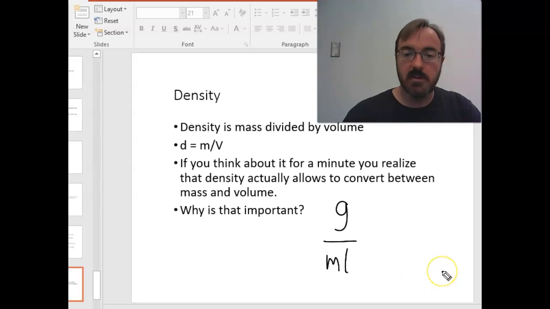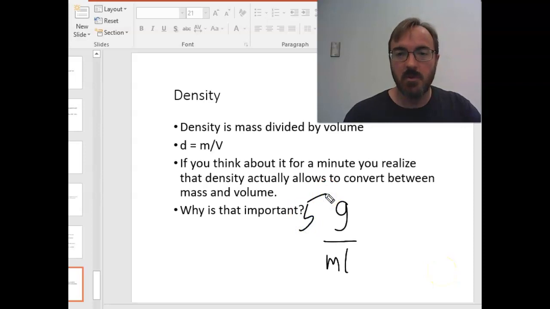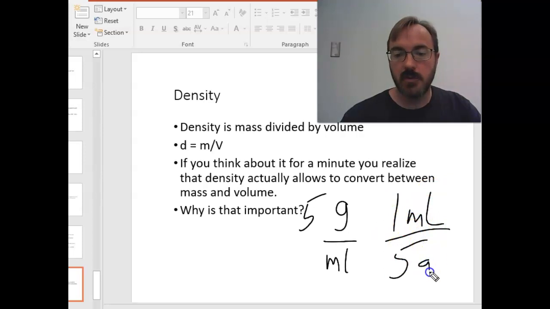And remember, the way it's written usually is, that number is attached to one or the other on the numerator. So if I need to switch it, then it would be 1 milliliter is equivalent to 5 grams. So that 5 follows the grams around.